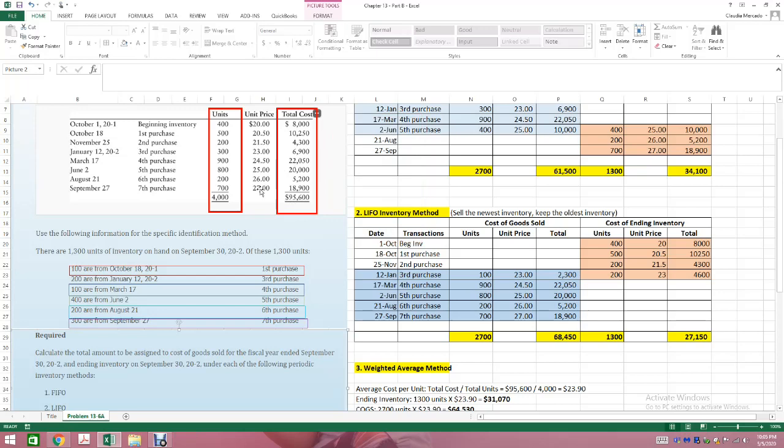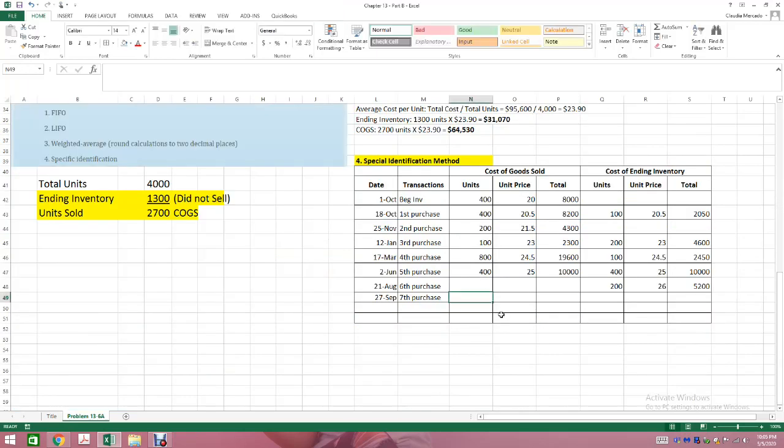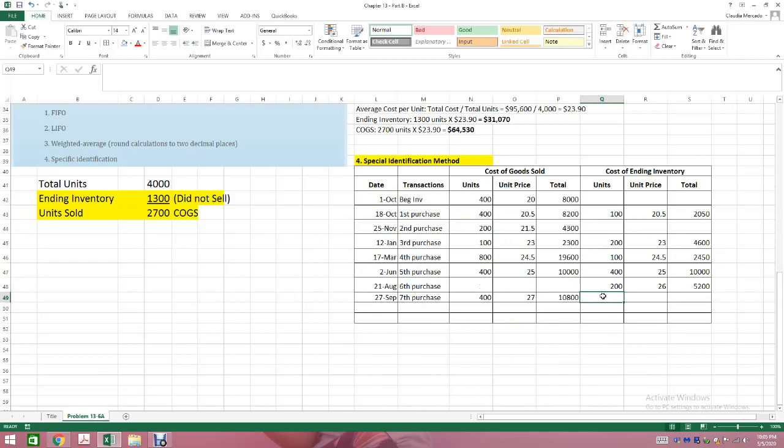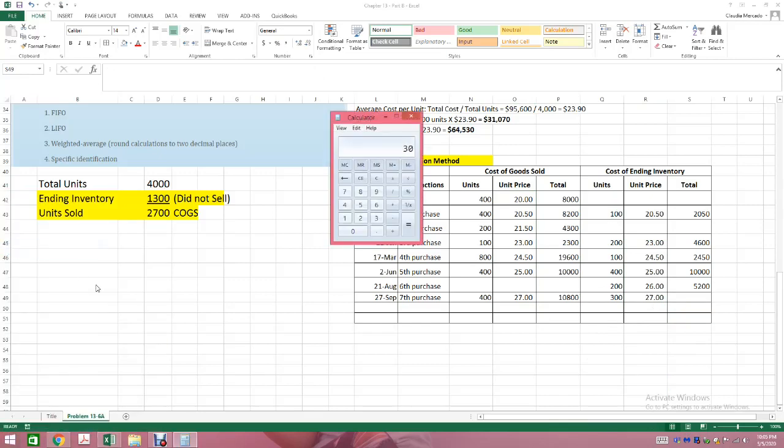And the unit price is $27. So for that one, I did sell 400 at $27 a piece. That's going to be $10,800. Now, the problem tells you that 300 were not sold. They're in your ending inventory. So that's going to go over here. 300 units at $27. Let me format this more nicely. There we go. So 300 times 27 is $8,100.